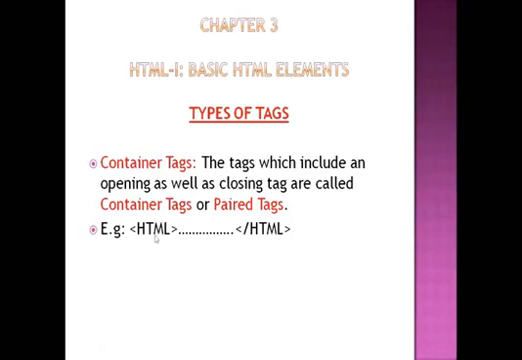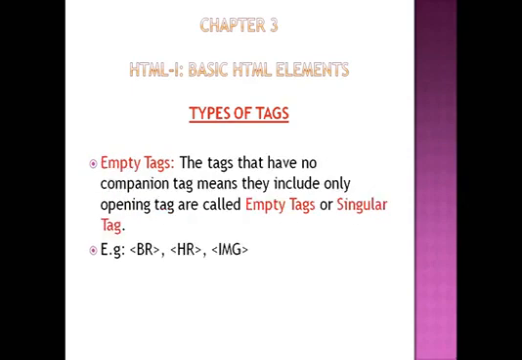Now, we have just learned that in HTML we will find a few tags that have both a starting and an ending tag, where the ending tag starts with a slash. So this type of tag that has both a start and an ending tag is considered a container tag or paired tag. This is one type of tag in HTML. Next comes the empty tag. The tags that have no companion tag, meaning they include only opening tags, are called empty tags or singular tags.